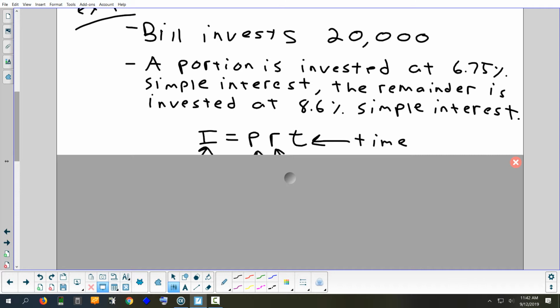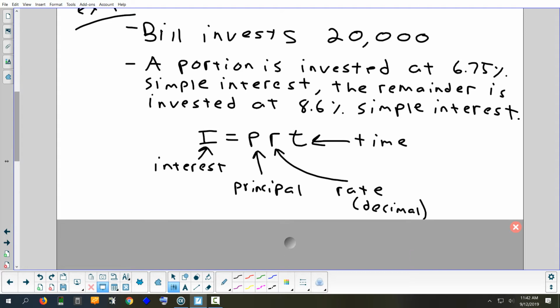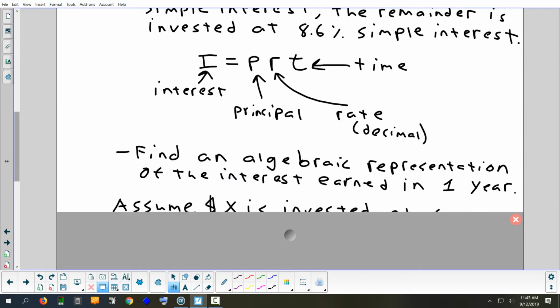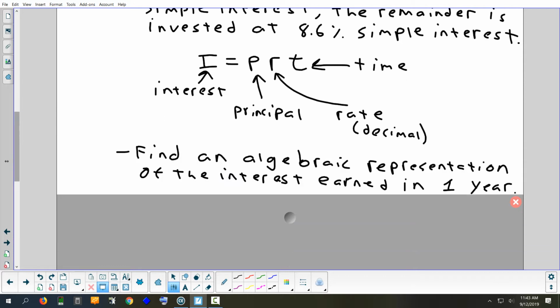So the formula that you would need for this problem is the simple interest formula, because it's a pretty simple formula. I equals PRT. So it has 4 variables. I is the interest that you make. P is called principal. That's the amount of money that you invest. R is the rate that the investment is making, but the rate always has to be as a decimal, not a percent. And T is time. So I want to find an equation, an algebraic representation of the interest that Bill is going to earn in 1 year.